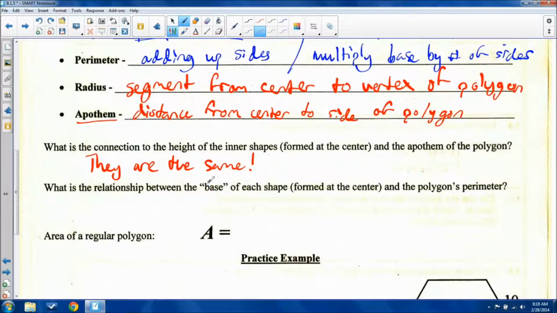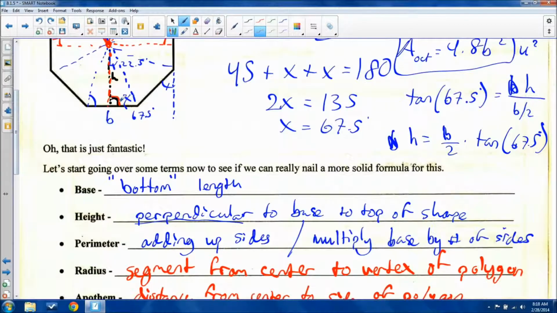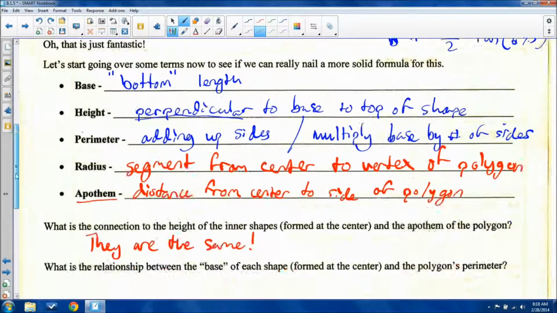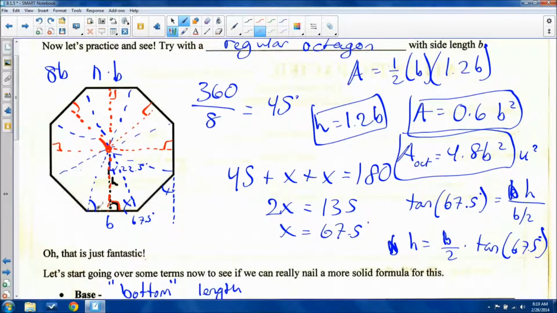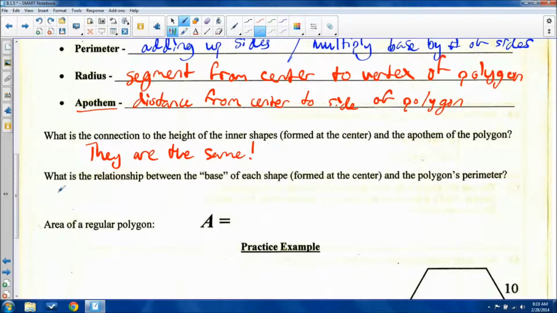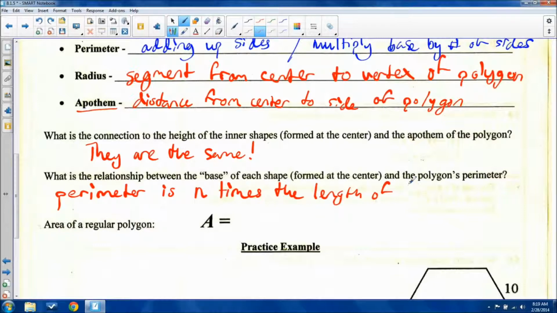What is the relationship between the base of each shape, like this base of the triangle, and the polygon's perimeter? So we already talked about this. The base of one triangle is one portion of the perimeter, and I multiply this by the number of sides to get the perimeter. So I'll say perimeter is n times the length of the base. By n, I mean n is the number of sides. I take the base, multiply by the number of sides, I get the perimeter.